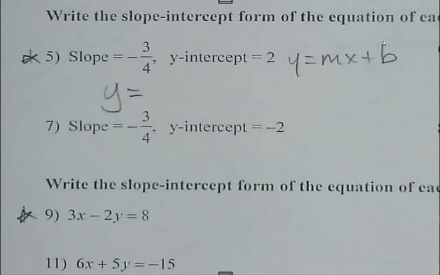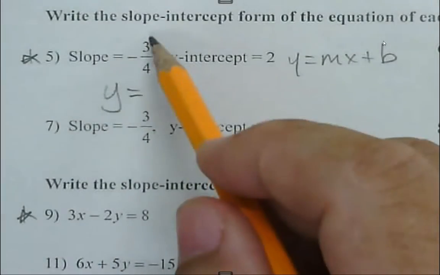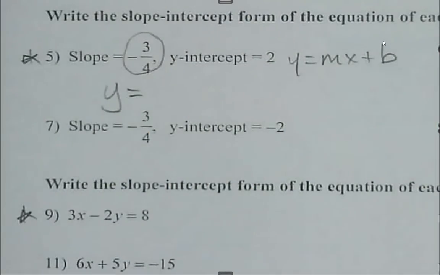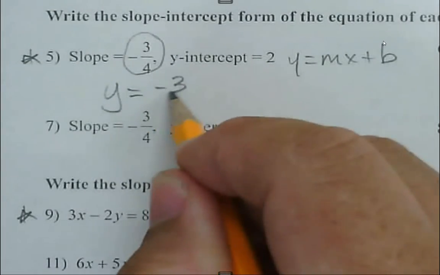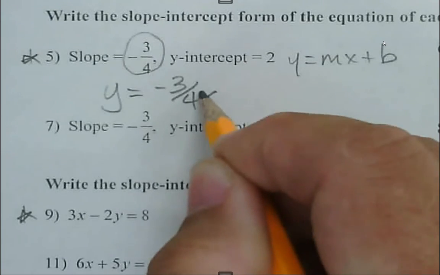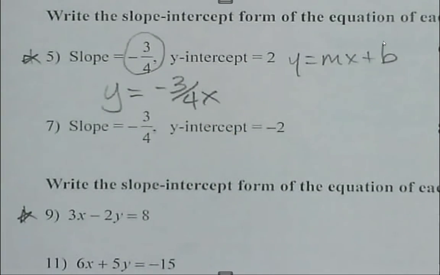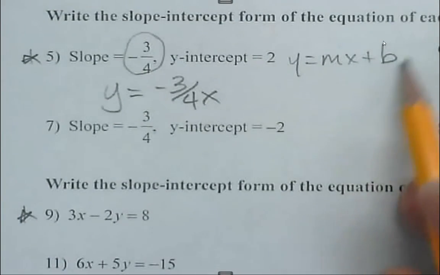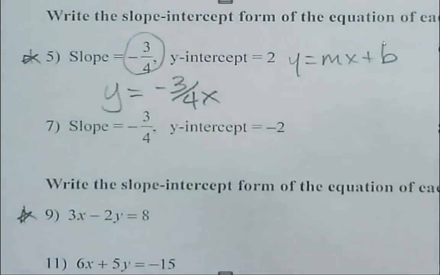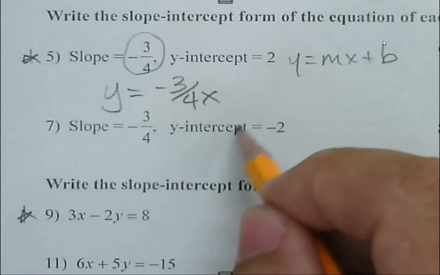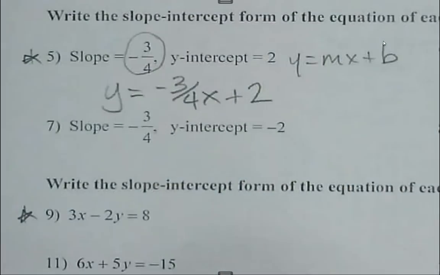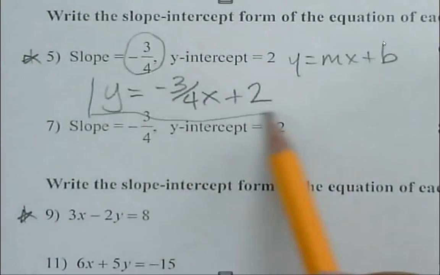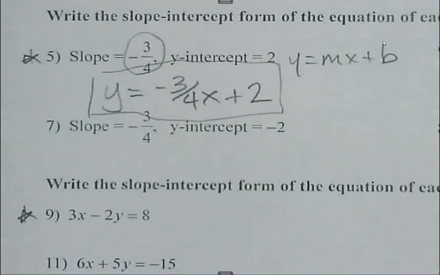So let's just start out. Y equals, do I know what my slope is? Well, yeah, it's right here, negative 3/4. So I know that that needs to go right there. Remember that the x just kind of goes along for the ride with this. And then it tells me my y-intercept, the b, is 2. So that is a positive 2, which means I just need to make that a positive 2. And there's your answer. Those are pretty doggone simple.